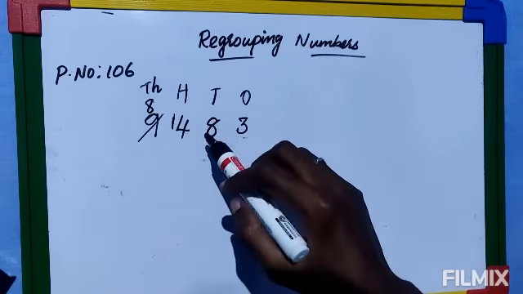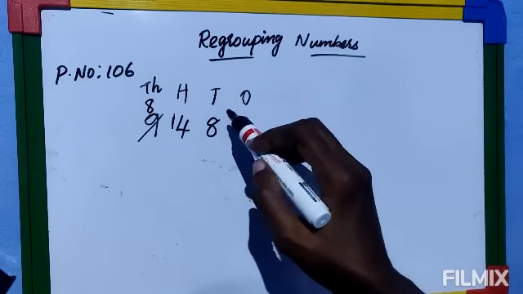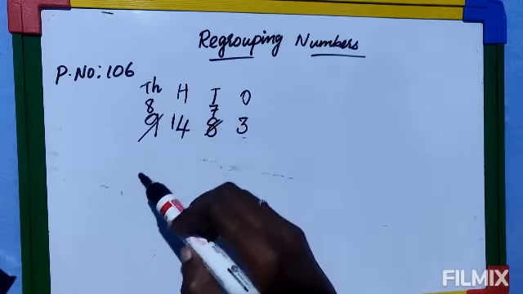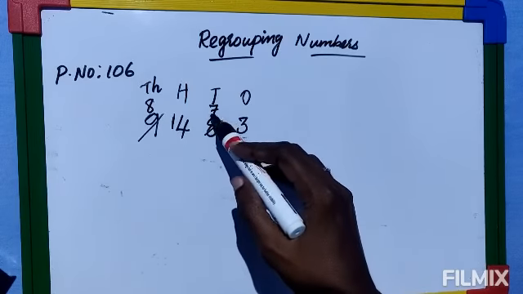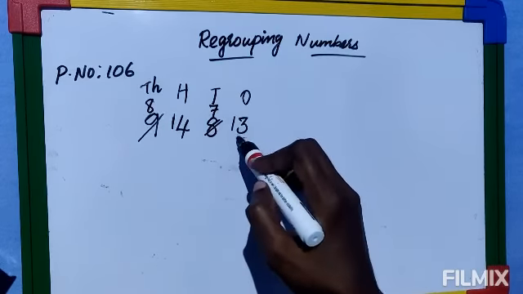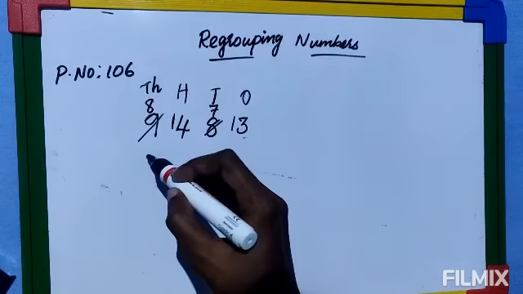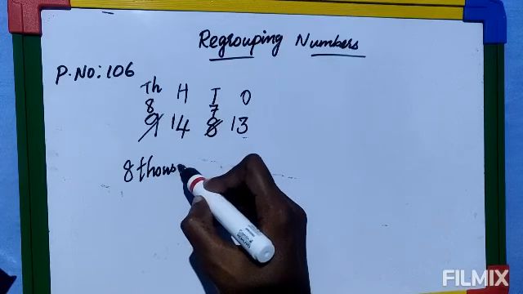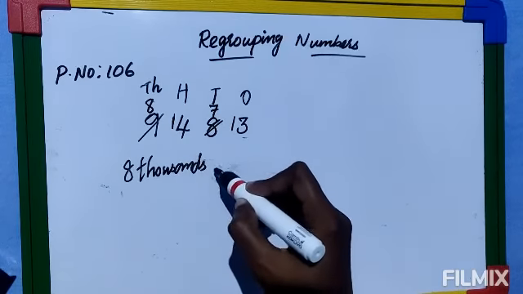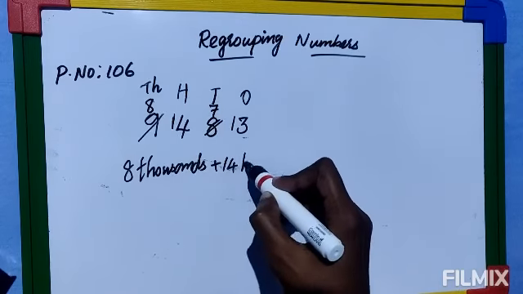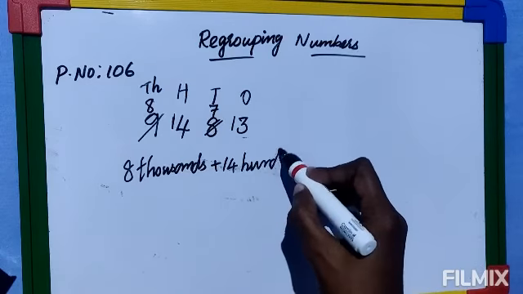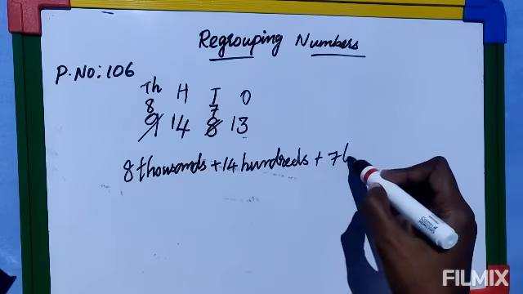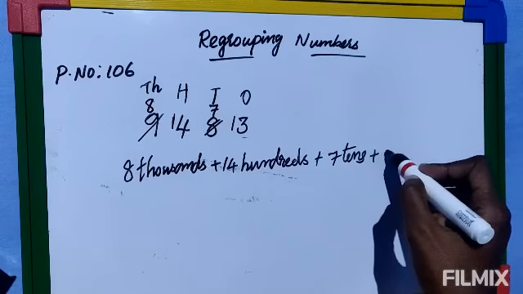In the same way, from the tens we give 1. If you give 1, this will become 7, and that 1 comes here and becomes 13. So now we can write it as 8 thousands plus 14 hundreds plus 7 tens plus 13 ones.